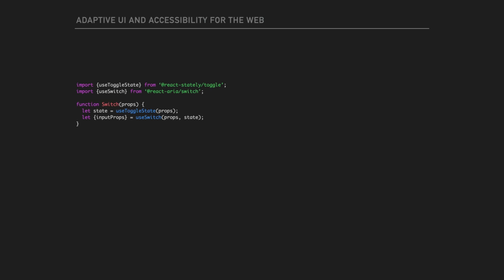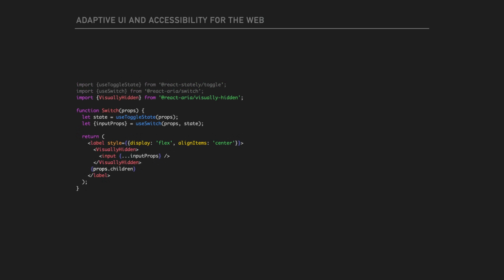The checkbox is kind of close, but not quite the same thing visually or semantically, so we need to build it from scratch. We start by importing useToggleState from React Stately and useSwitch from React Aria. In our component, we pass the props to useToggleState and the props and the state to useSwitch. We're going to use a hidden input element to handle the events and semantics for us, and useSwitch returns the props to spread onto that element.